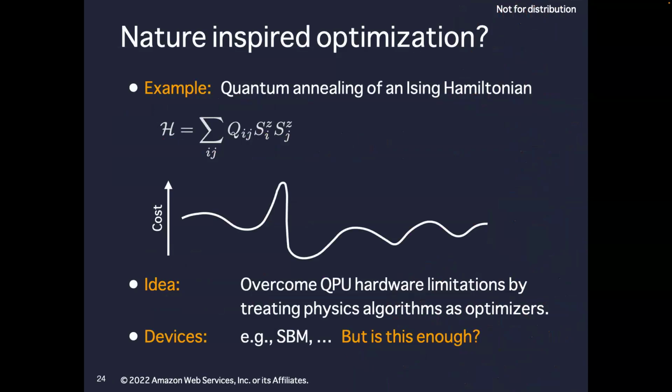Now, what is nature-inspired optimization? I'm not going to bore you with this. Some of you have probably seen this 100,000 times. The idea is to basically mimic processes in nature. It doesn't have to be quantum. It also can be thermal, like simulated annealing.